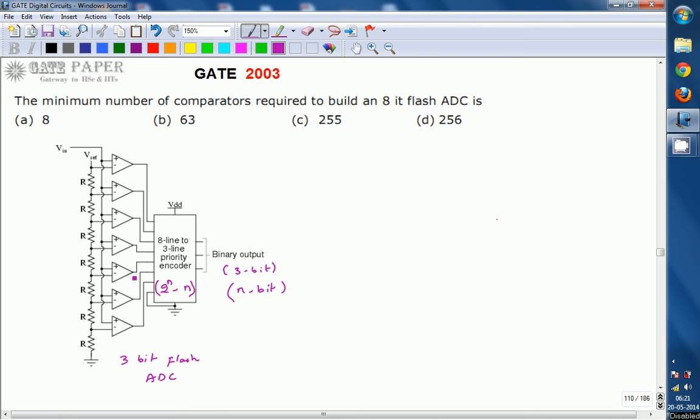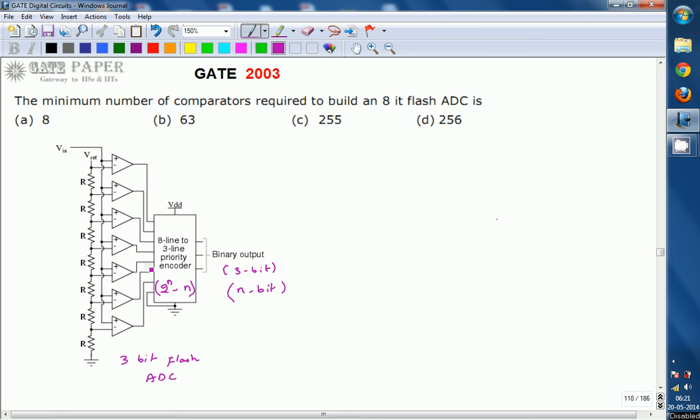Let us assume at the input side of the priority encoder 3 or 4 lines are active at the same time. Whichever has the highest priority will be taken care of and the others will be ignored. Only that line is encoded, and its binary equivalent appears at the binary output. That is the function of a priority encoder.